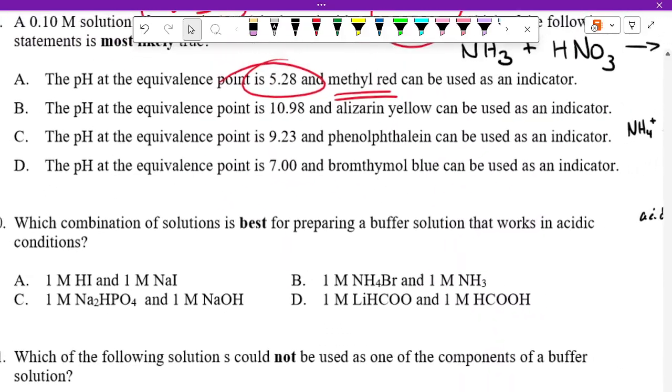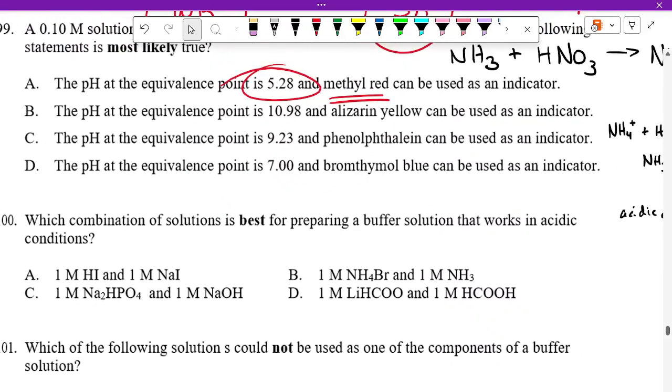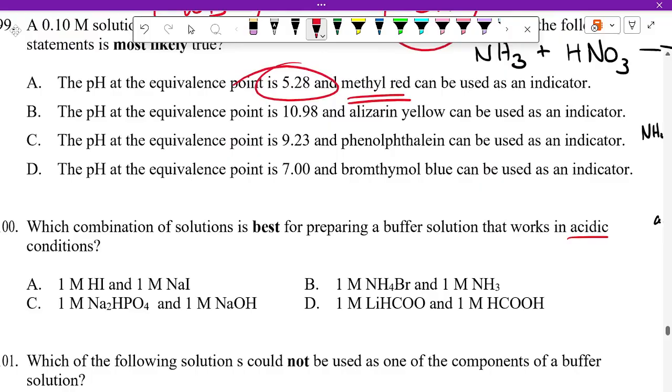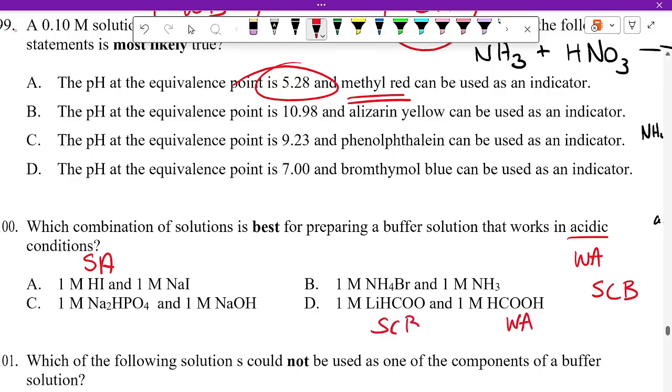Which is the best for preparing a buffer solution that works in acidic conditions? So we are looking for a weak acid and the salt of its conjugate base. Here we have a strong acid, that's out of the running. Here we have a weak acid and the salt of its conjugate base. Boom.